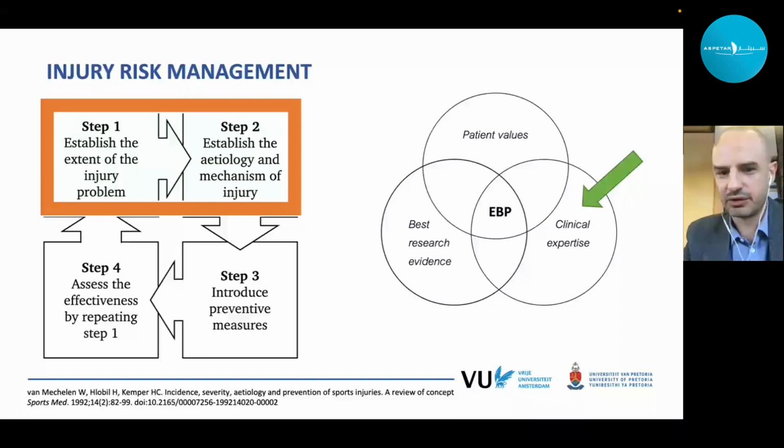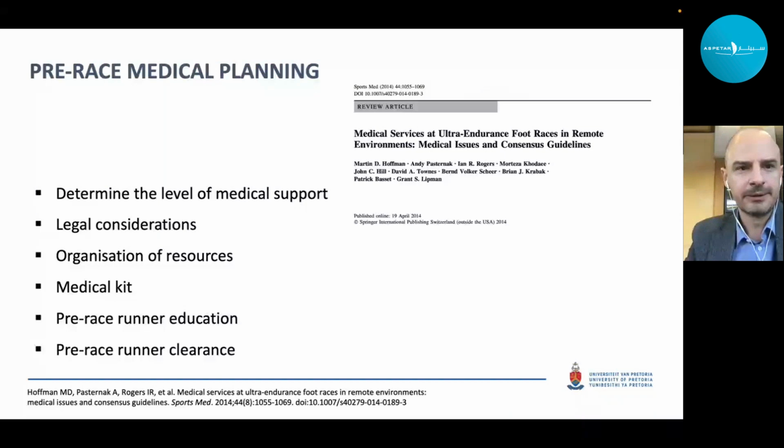So what do we have? What has been done so far? Martin Hoffman and his team have put out very good clinical guidelines for pre-race medical planning. Malta was a fantastic study to read. I just want to highlight that they gave some guidelines on how to organize your resources, where to place medical professionals, and what should be in your medical kit.